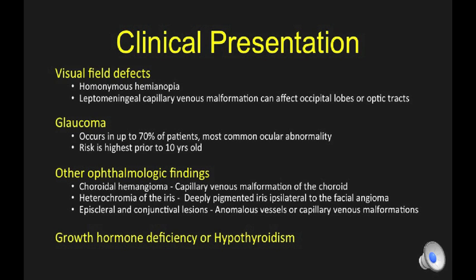Glaucoma occurs in up to 70% of patients and is the most common ocular abnormality. The risk is highest in patients prior to 10 years old. Other ophthalmologic findings include choroidal hemangioma, which is a capillary venous malformation of the choroid, heterochromia of the iris, which results in a deeply pigmented iris ipsilateral to the facial angioma, as well as episcleral and conjunctival lesions due to anomalous vessels or capillary venous malformations. In addition, patients can have growth hormone deficiency or hypothyroidism.